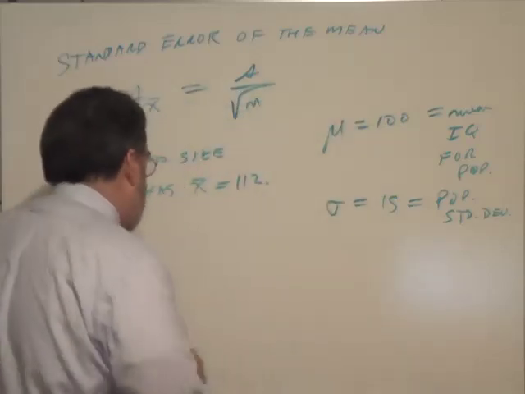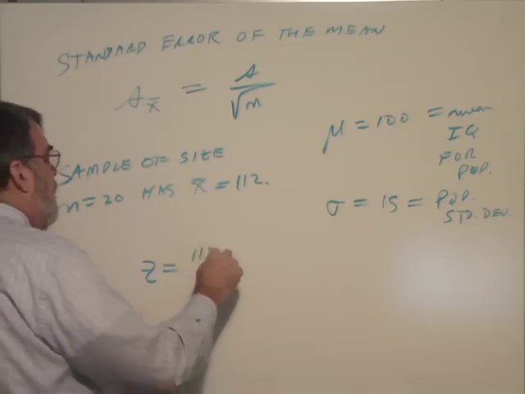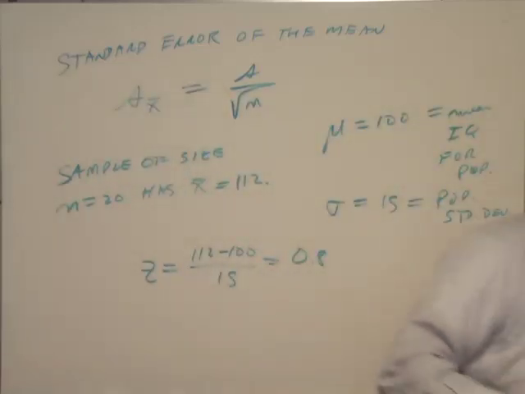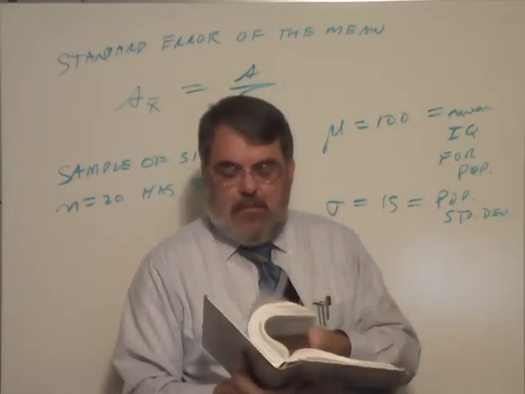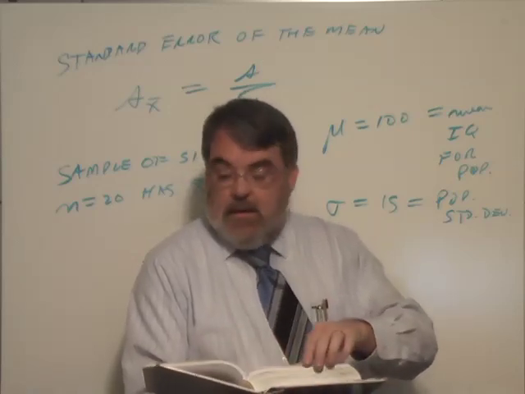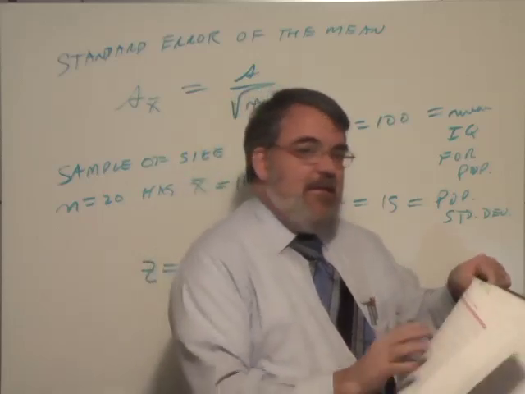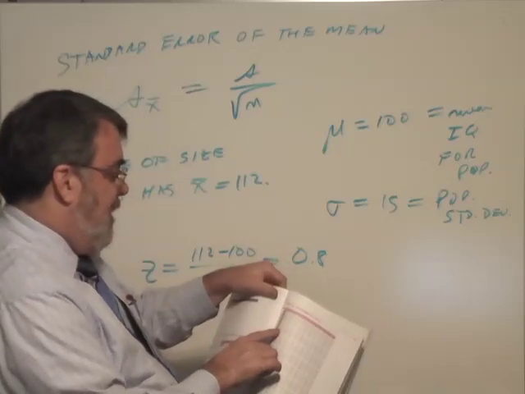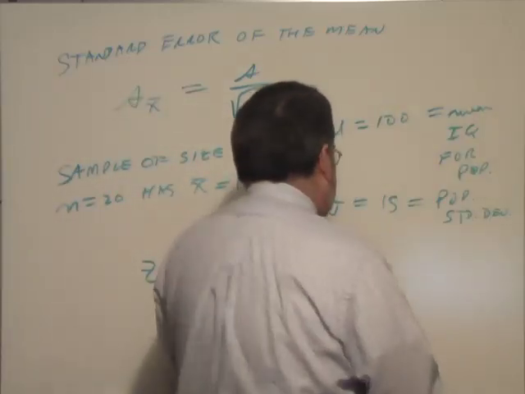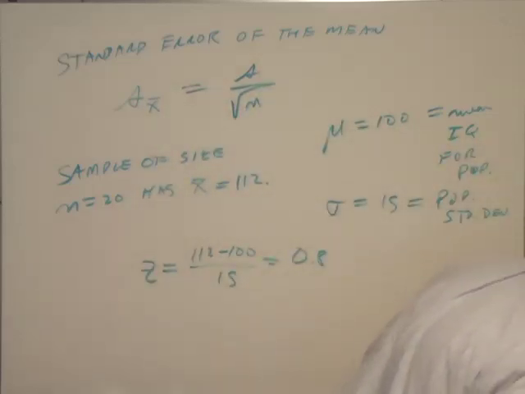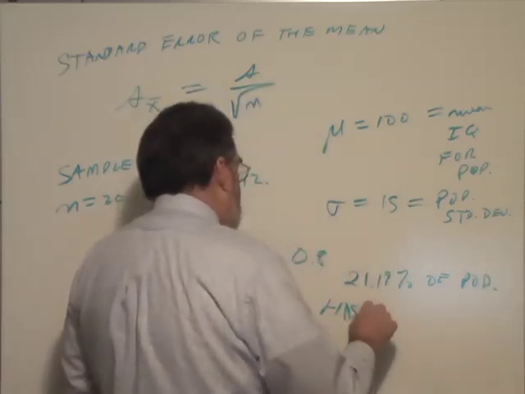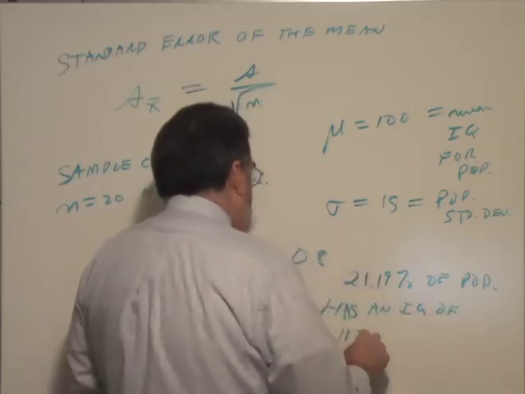Well, a z-score for 112, the z-score would be 112 minus 100 divided by 15. It would be 0.8. So let's look that up in the back of the book, page 649. The area associated, or the tail probability associated with 0.8 of a z-score is right here. It's 0.2119. So 21.19% of the population has an IQ of 112 or higher.